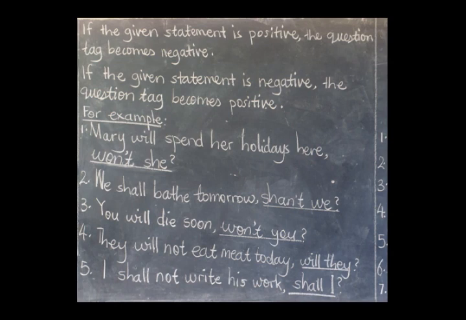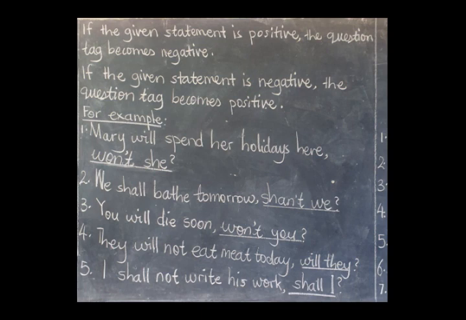The second example, we shall bathe tomorrow. Let us look at the verb bathe properly. Bathe is written as B-A-T-H-E. It ends with E. If you write bathe without the last E, it changes to a noun, and that is bath. Bath, that is to have a bath. To get water, you go and bathe. That is a bath. It becomes a noun.